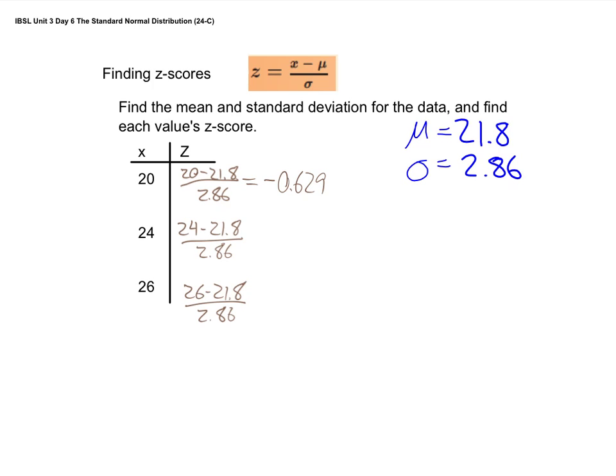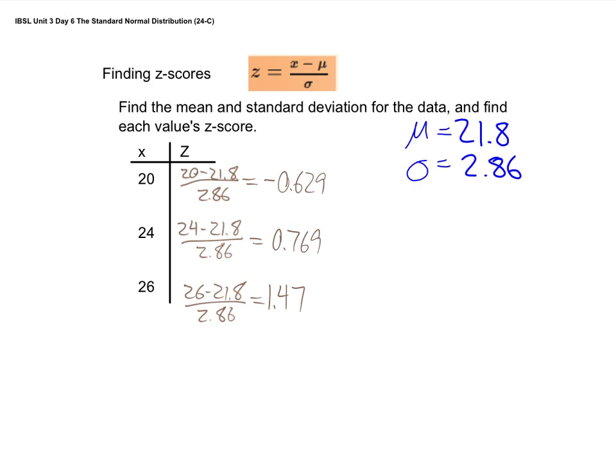And it makes sense that it's between 0 and negative 1, because we're only 1.8 away from the mean, and the standard deviation is 2.86. So think about your values. Make sure your answers make sense. Here, 24 is only 2.2 above the mean, so it's going to be less than 1, right? But it is going to be positive. And what do you get for that exactly? 0.769. And then how about for 26?